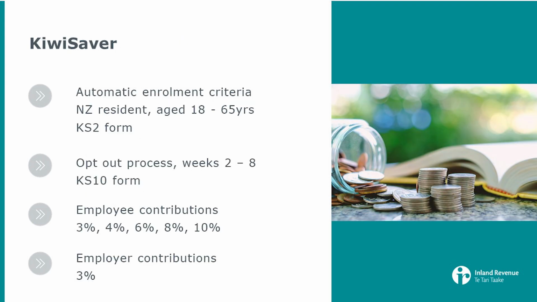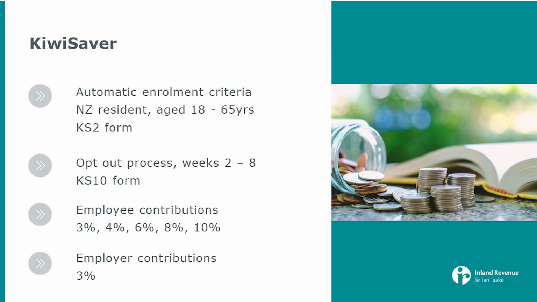It's important to know your KiwiSaver responsibilities as an employer. When a new employee starts, you'll need to check if they meet the automatic enrolment criteria. Generally, if you're a New Zealand resident and aged between 18 and 65, you must be enrolled into KiwiSaver. The full criteria is on our website.